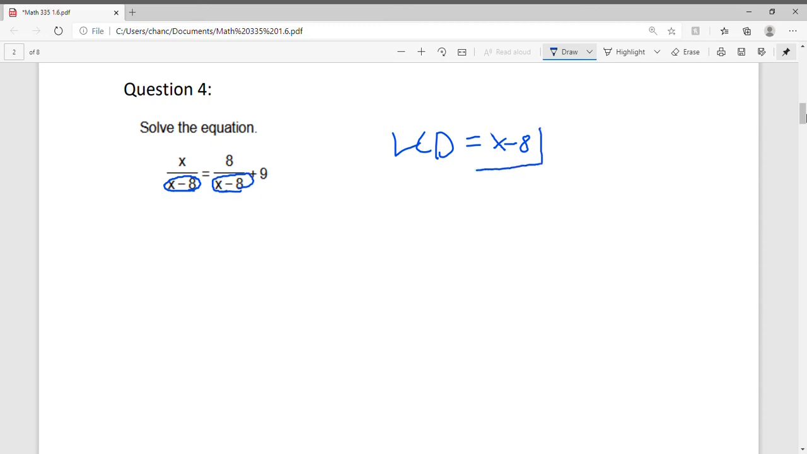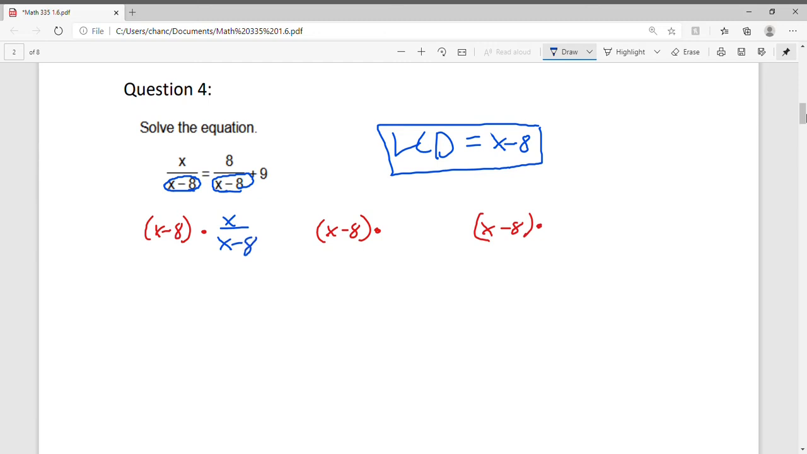Now we can multiply x minus 8 to each and every single one of the terms. We have x minus 8 times the first term, x minus 8 times the second term, and x minus 8 times the third term. X minus 8 times x over x minus 8, x minus 8 times 8 over x minus 8, and x minus 8 times 9.